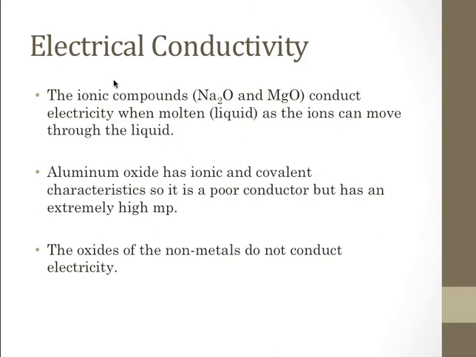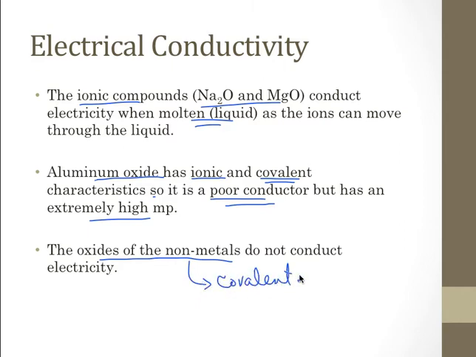Electrical conductivity, this is going to again follow those trends that we've been talking about for ionic compounds and then for covalent compounds. Ionic compounds, since they are charged particles, when I melt them, they become mobile charged particles, so they will conduct electricity when they are molten. Aluminum oxide has both ionic and covalent characteristics. It's a poor conductor, but it does have an extremely high melting point. The oxides of the nonmetals, because these are covalent molecules or structures, do not conduct electricity. So as I go from left to right, my conductivity definitely decreases.